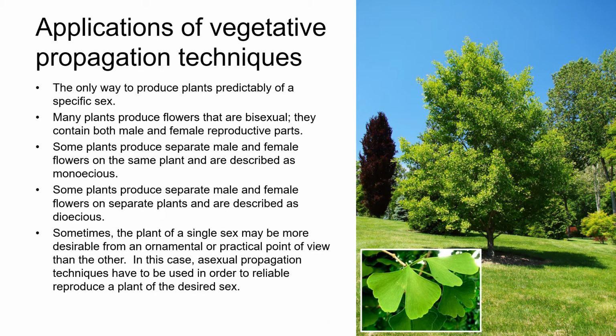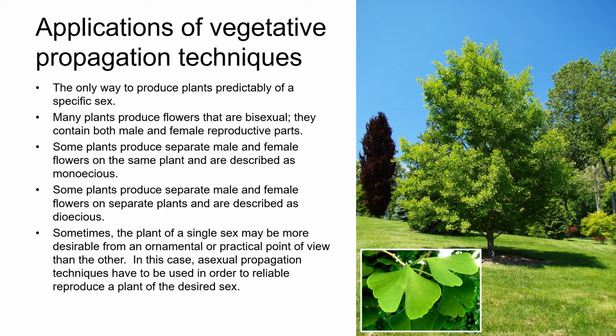Another application of asexual propagation techniques is when we want to reproduce predictably a plant of a particular sex. Many plants produce flowers that are bisexual, meaning the flowers contain both male and female reproductive parts. Some plants produce separate male and female flowers on the same plant, and these plants are described as monoecious. Mono means one, and ecious comes from the Greek word for house. So we have two flowers of the opposite sex living in the same house.